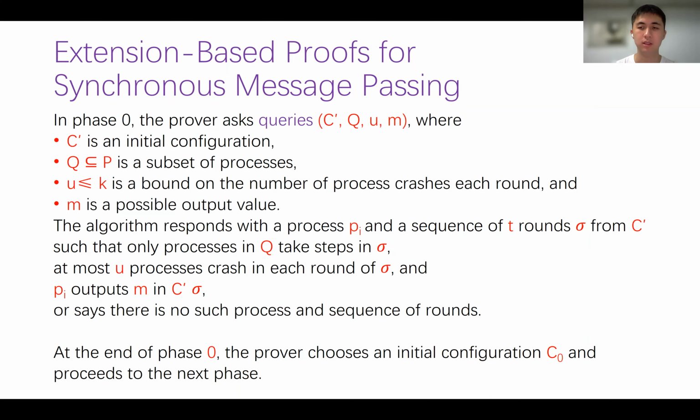During phase 0, the prover asks whether there is a sequence of t rounds sigma from an initial configuration C prime, in which only processes in Q take steps, at most U processes crash each round, and some process outputs M in the resulting configuration C prime sigma. The algorithm either responds with such a process and a sequence of rounds, or says they do not exist. At the end of phase 0, the prover chooses an initial configuration C0 and proceeds to phase 1.